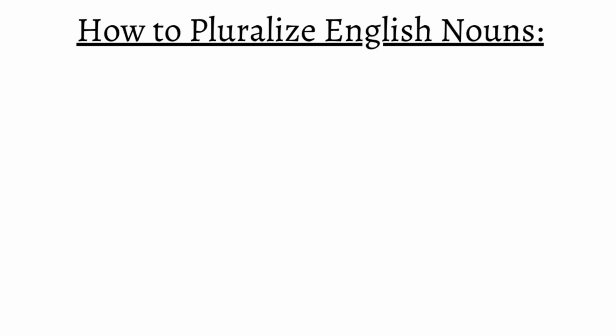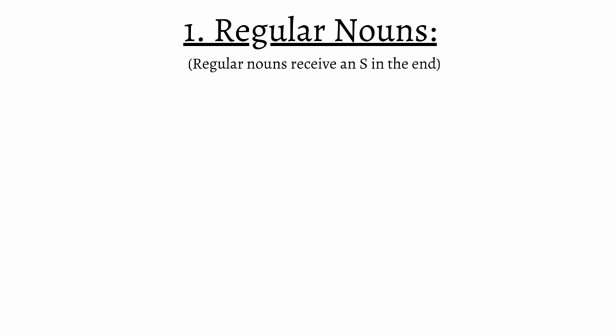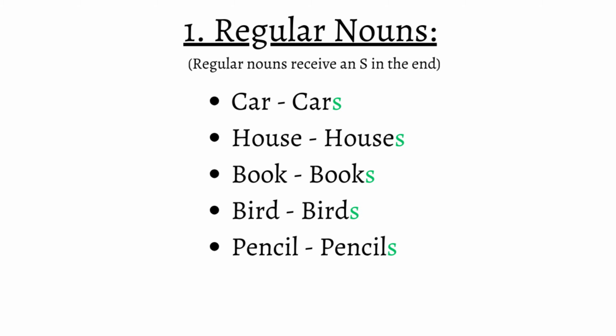English has many nouns, and there are many ways to pluralize them. Some nouns have regular pluralization, but others do not so much. In general, the plural form of a noun is made by adding an s to the end of the noun, like cars, houses, books, birds, and pencils. However, this is the regular version of pluralizing nouns, so there are many irregular ways.